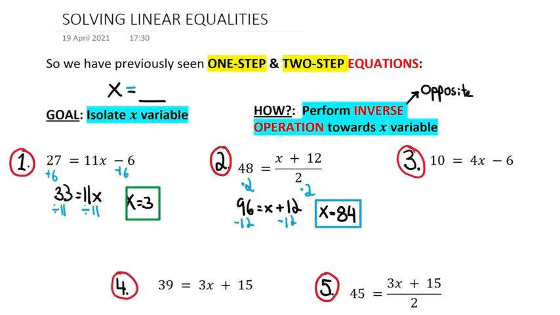We have 10 equals 4x minus 6. What's going on here? There's a subtraction. So let's do an addition, because it's the opposite. Let's add 6 to both sides. Now we're looking at 16 equals 4x. What's going on now? We have a multiplication. Let's do the opposite. Divide by 4. Now we have x equals 4.